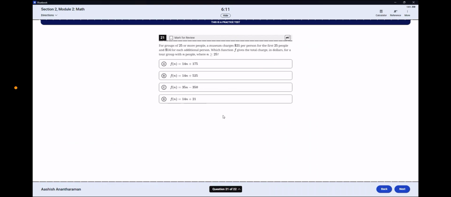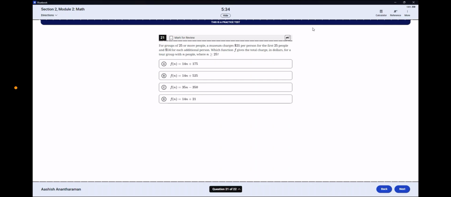$21 per person for the first 25 people. Okay, so you're going to have the total charge. It's going to be 21 per person for the first 25 people. So that's going to be 21 times 25, which is 525. If you know that n is greater than 25, you already know it's going to be 525. And then for the remaining people, let's say there's 26 people, there's 14 for each additional person.